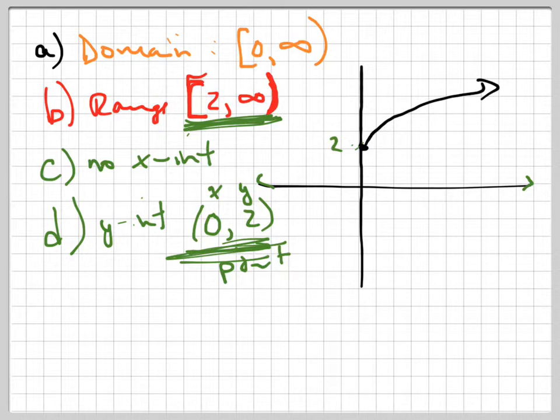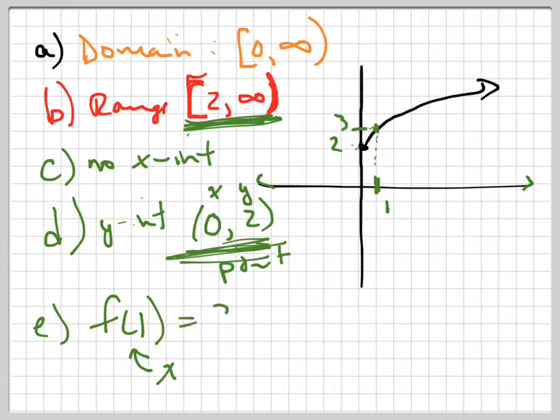Part E of this question says, what's the function value? What's f of 1? So f of 1, you go to 1, that stands for x. x equals 1. So when x equals 1, now let's go straight up to the graph and tell me what y equals. Just go straight over now. 3. It equals 3. So f of 1 equals 3. And that's how you read a graph.